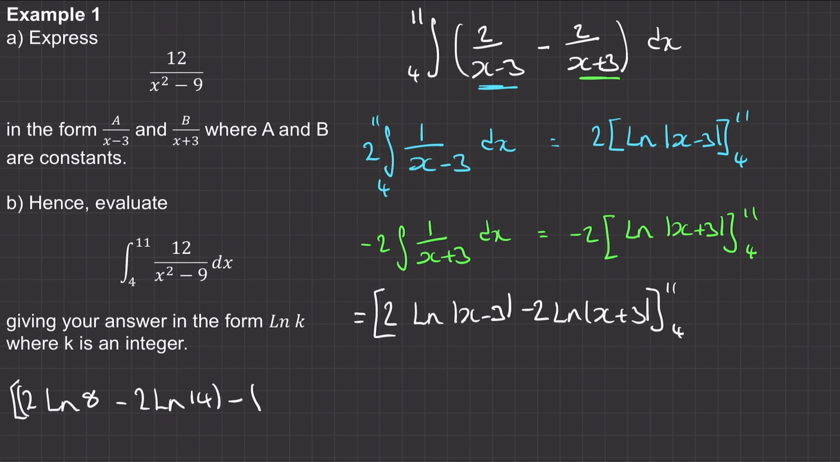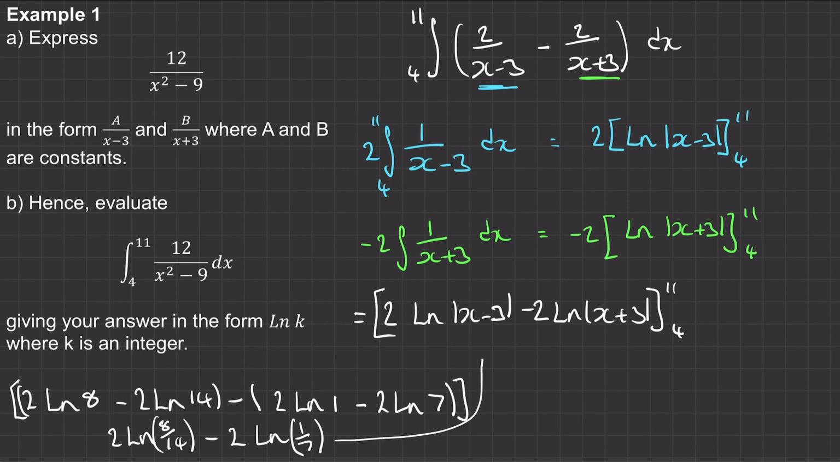Minus, we'll be substituting the 4. So 2 times the natural log of 4 minus 3, minus 2 times the natural log of 4 plus 3, which is 7. So I can factor out the 2 and use the division rule. So we've got 2 times the log of 8 over 14 minus 2 times the natural log of 1 over 7.